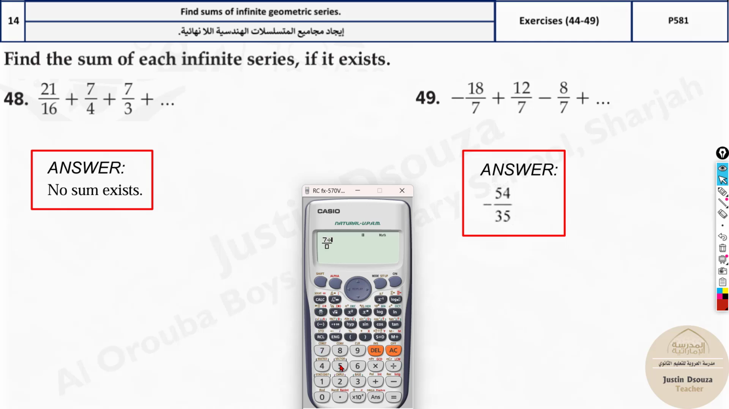It is 7 divided by 4, and over here it's 21 divided by 6. Here the r value is 21 divided by 16. If it was 0.5, yes, there was a sum, but here it's 1.33. Whereas over here, if you try 12 divided by 7, and over here it's 18 divided by 7, and I forgot the negative sign. The answer is 0.666. That's fine.